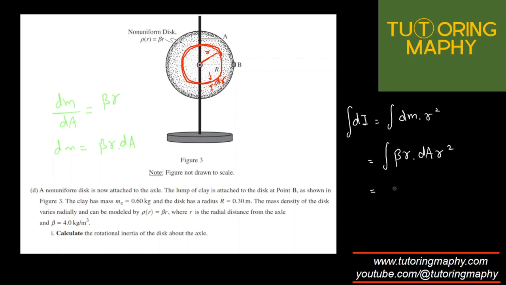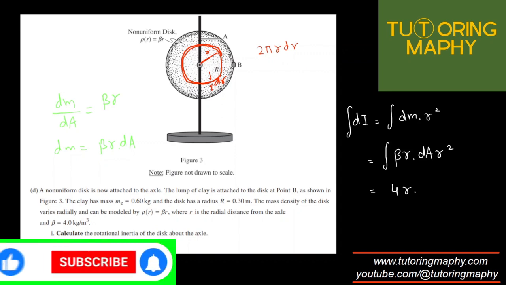Beta is, what is beta? 4r. And what is dA? Area will be given by 2 pi r dr. Do you understand that this is the area? I can explain it. This is a disk, right? It's like an elemental disk having a width of dr.